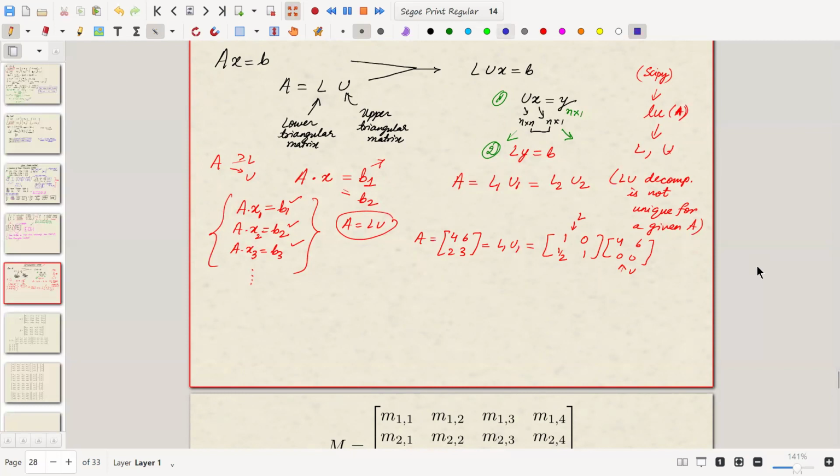Now I am telling you there is also another decomposition, the same A as L2 U2, where L2 is 2, 0, 1, 1. If you get one LU decomposition, you can get another just by multiplying by constants. I just multiplied the first row by 2, and the second row I divided by 2, giving 2, 3. That's how I got another LU decomposition.